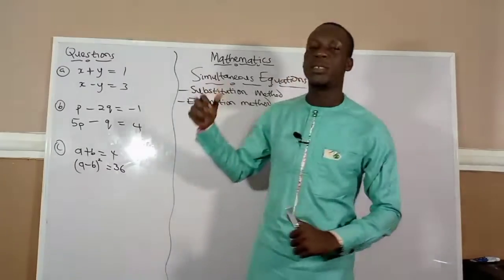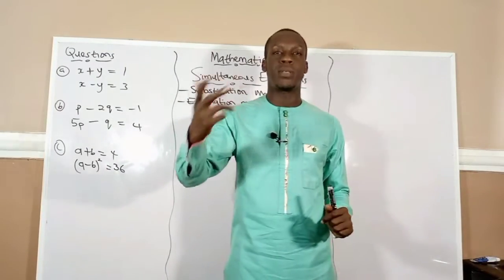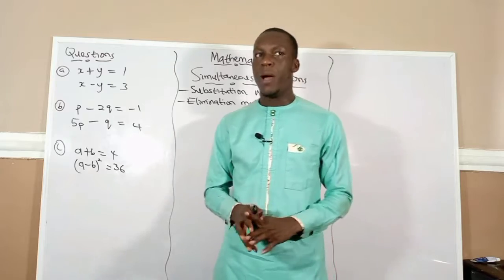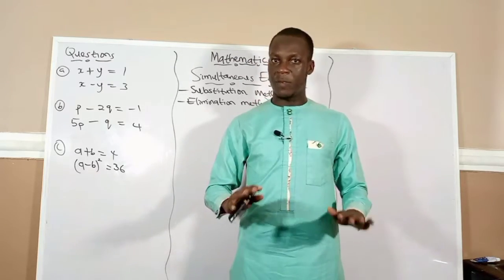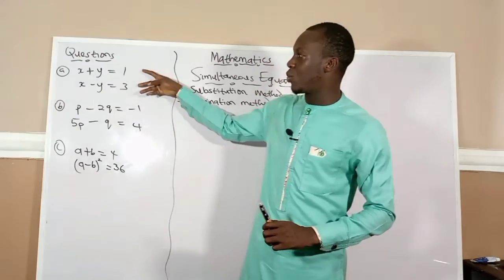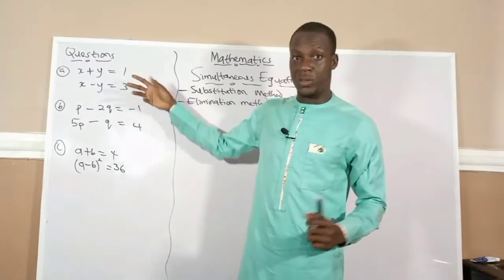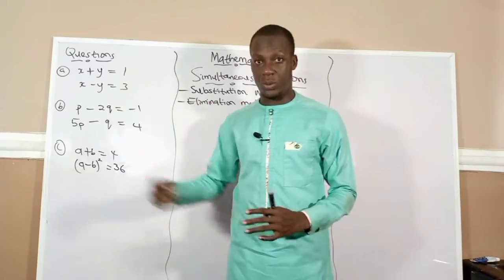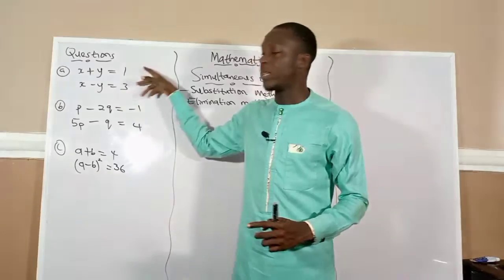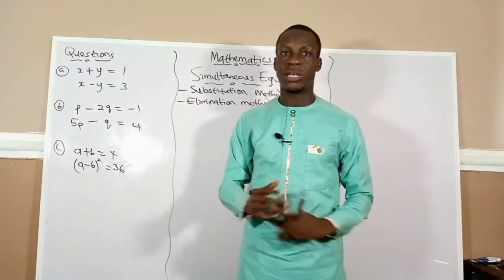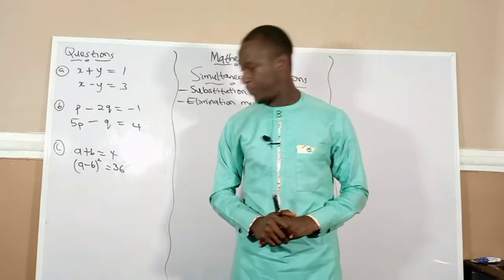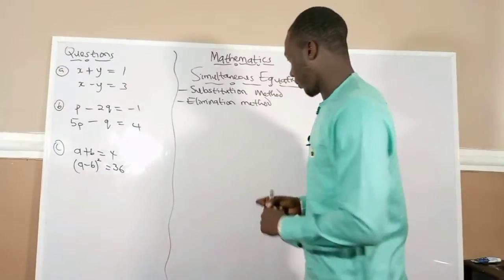Now, simultaneous means you are doing two or more things together at the same time. But for the case of this video, we're going to be looking at how to solve two equations together with two unknowns. We have two unknowns and two equations, and we're going to look at how we're going to solve them. Now, let's begin.